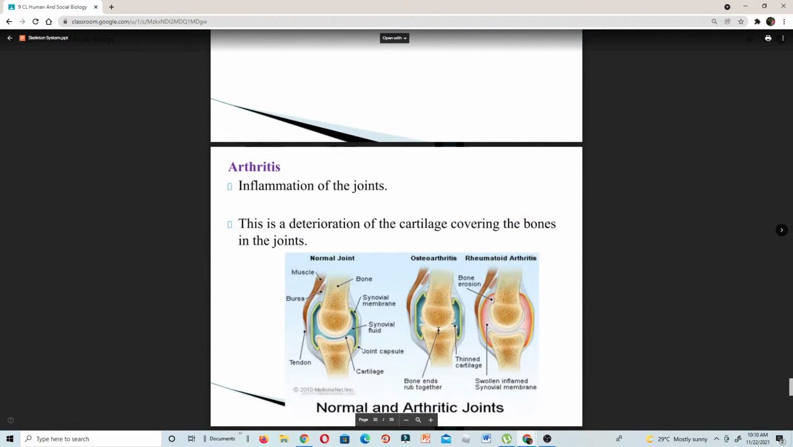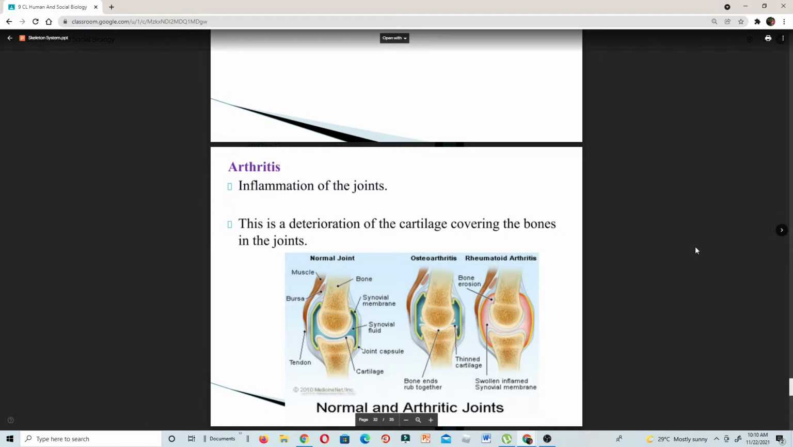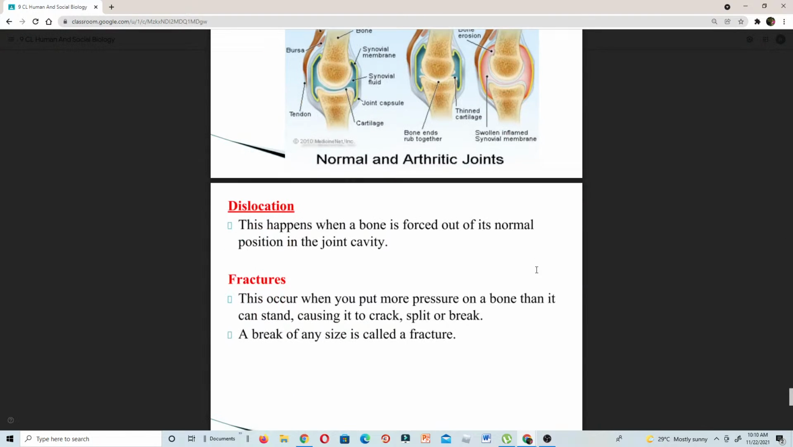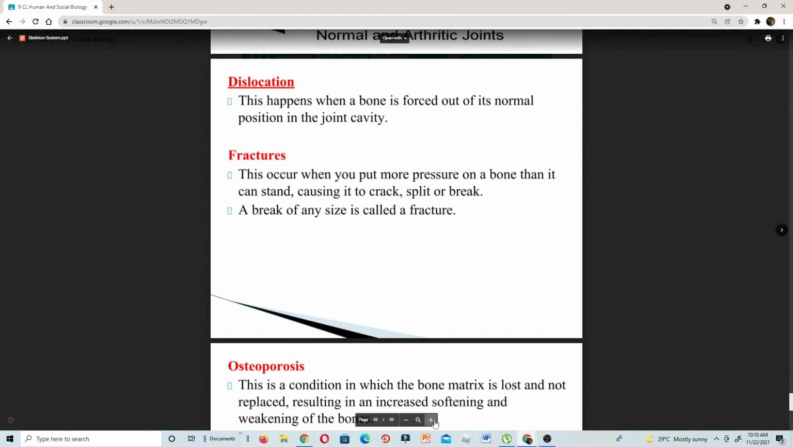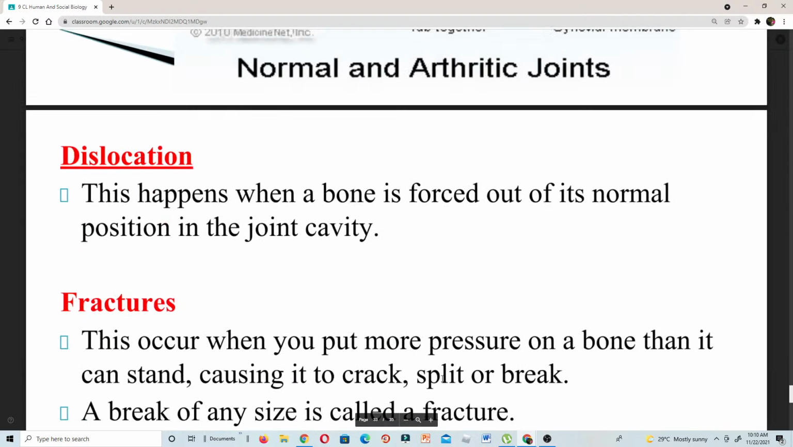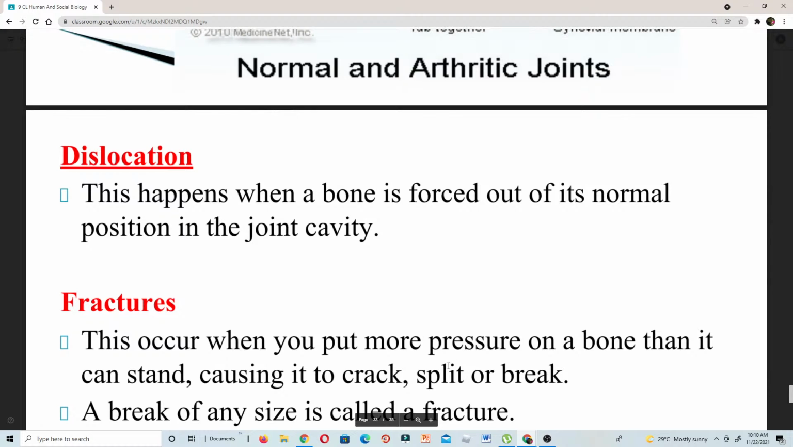Alright, so this is a deterioration of the cartilage covering the bones in the joints. Dislocation, this is another factor that will affect your skeletal system. So this normally happens when a bone is forced out of its normal position in the joint cavity.